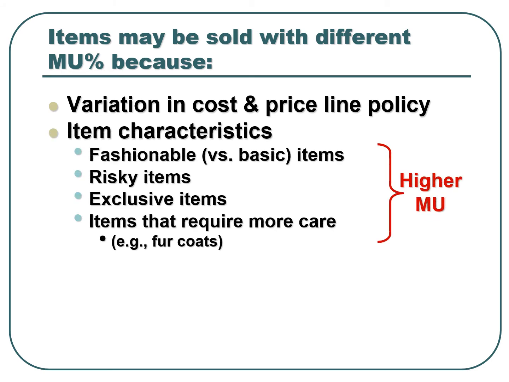Another potential cause of different markups will be item characteristics. For example, fashionable items versus basic items. Which type of items do you think are going to require a higher markup percentage?